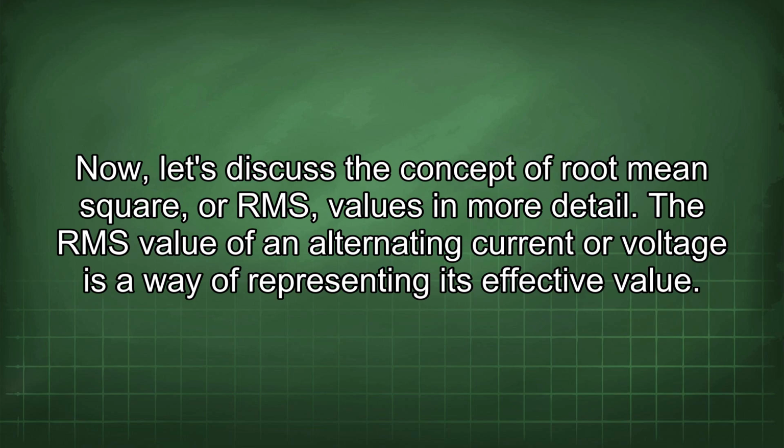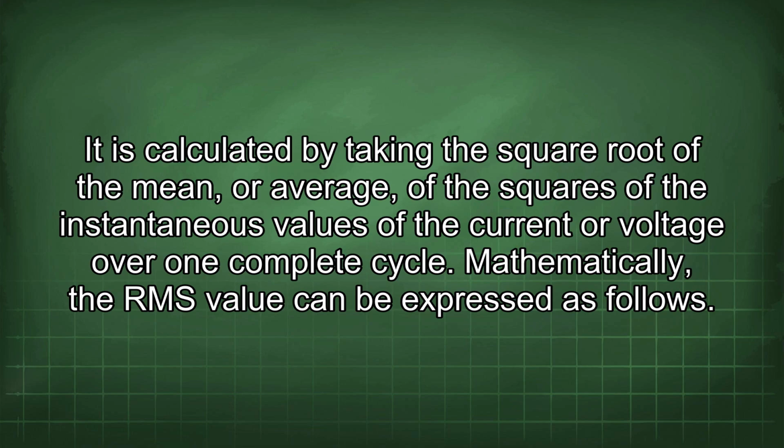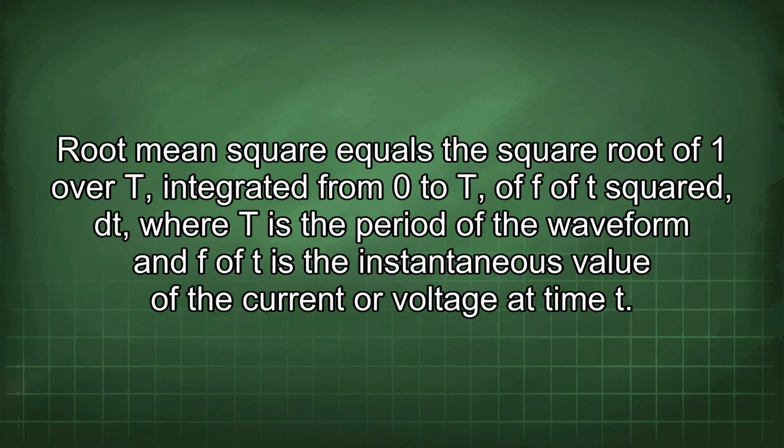The RMS value of an alternating current or voltage is a way of representing its effective value. It is calculated by taking the square root of the mean, or average, of the squares of the instantaneous values of the current or voltage over one complete cycle. Mathematically, the RMS value can be expressed as follows. Root mean square equals the square root of 1 over T, integrated from 0 to T, of f of t squared, dt, where T is the period of the waveform and f of t is the instantaneous value of the current or voltage at time t.